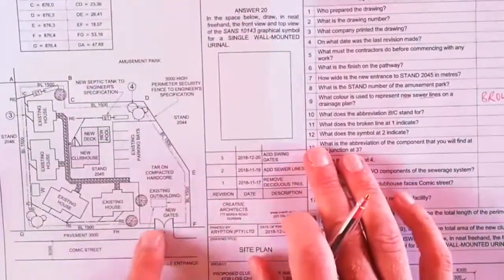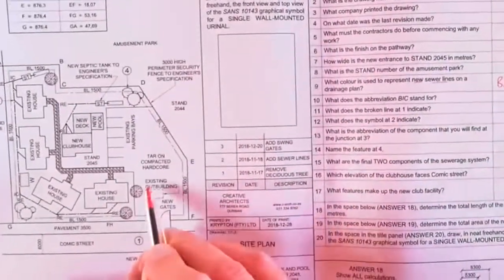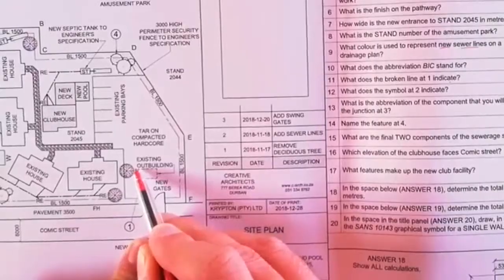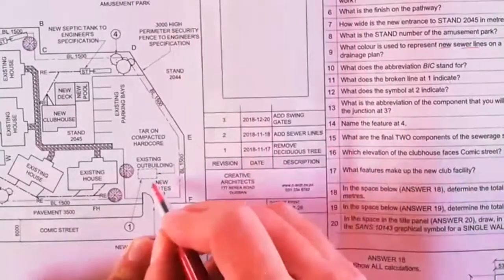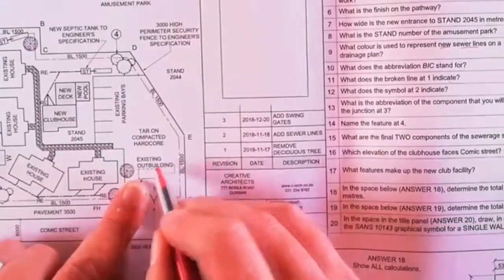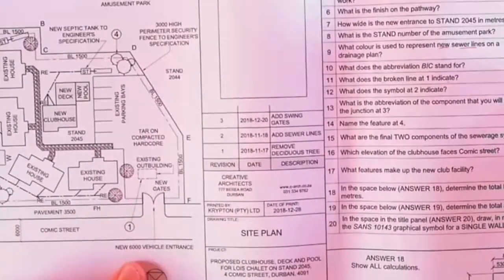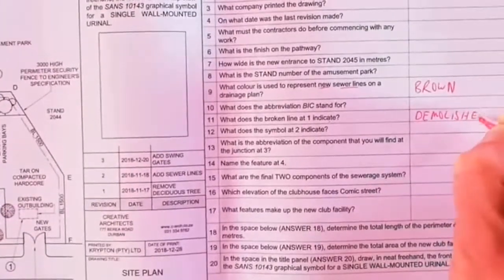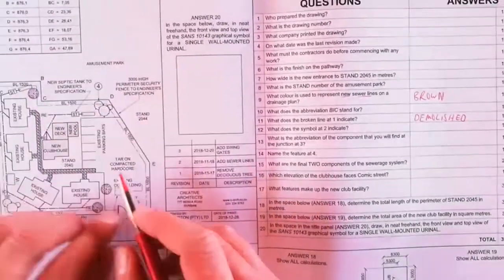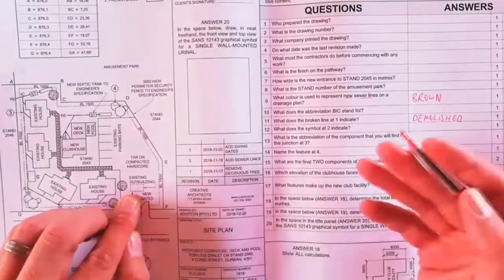Okay, here's another trick. Let's look at this. What does the broken line at 1 indicate? If you look at this, it says existing outbuilding with an arrow to it, and 1 points to the broken line given. Now that, in fact, means that this existing outbuilding must be demolished. So you can't just write existing outbuilding. The key here is demolished. Anything on the site plan that's drawn with broken lines, let's say a building or a pathway, a driveway, the moment it's broken lines, you need to add demolished to your answer. Gesloop in Afrikaans, nee, demolished.